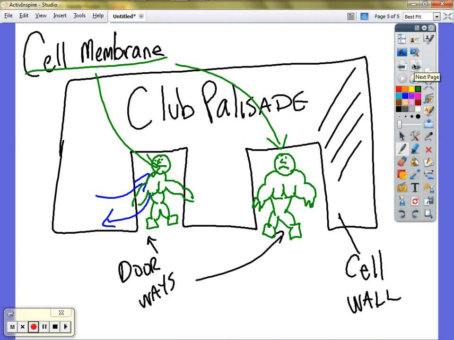How to remember? There's two ways. One, membrane has a B for bouncer. The other one, brain, is synonymous with membrane, and the brain thinks and tells you what goes in and out. So, cell membrane. And also, we've just described the cell wall.